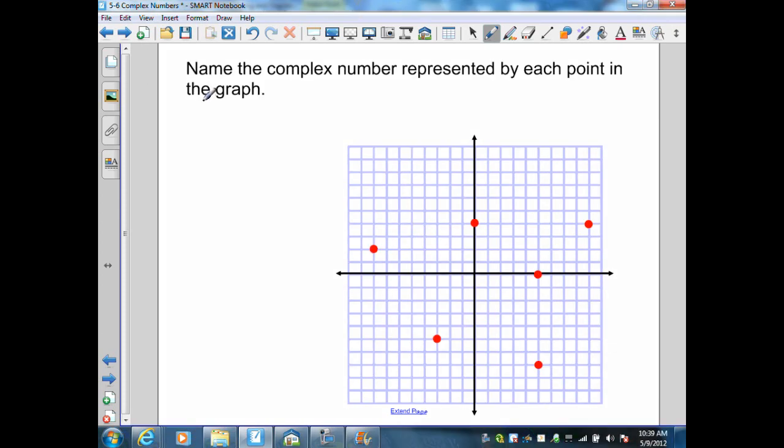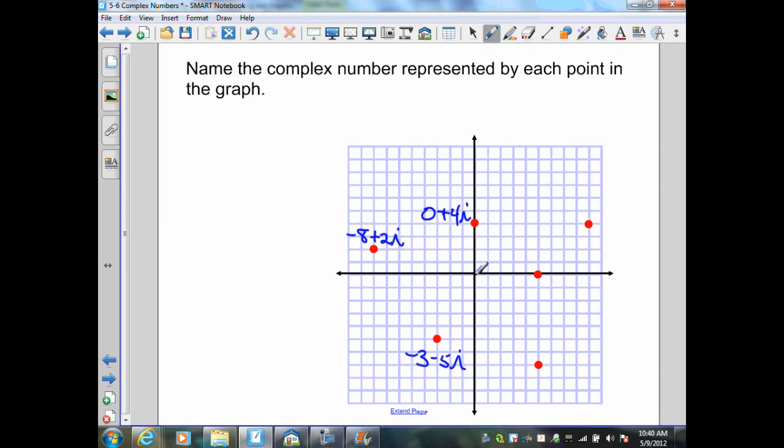In this example, they want me to name the complex numbers represented by each point in the graph. Let's begin with this one. Here I'm going to have 1, 2, 3, 4, 5, 6, 7, 8. Negative 8 plus 2i. The next one, I have negative 3, and 1, 2, 3, 4, 5: negative 3 minus 5i. For my next point, I stay on the origin, which is 0 for my real part, and it's going to be 1, 2, 3, 4, plus 4i.